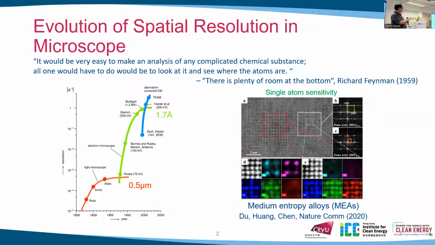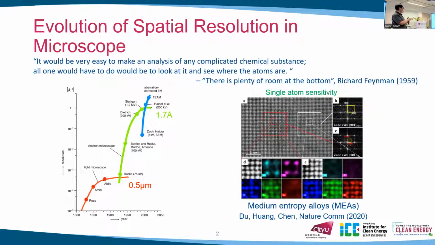Here shows the evolution of spatial resolutions. The red line means the optical microscope, and the limitation is around 0.5 micrometer. The green line is the electron microscope, and the limitation is around 1.7 angstrom. With the aberration corrector, we can push the limit to sub-angstrom.